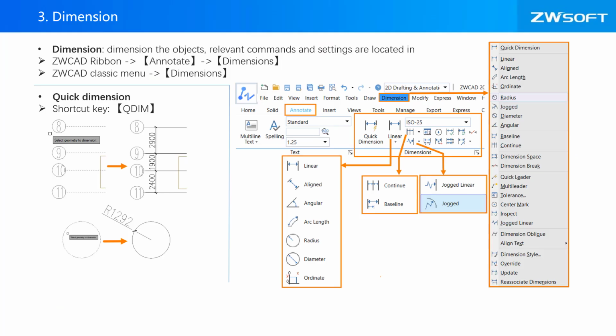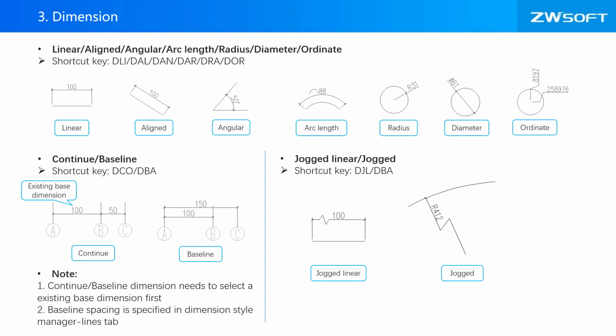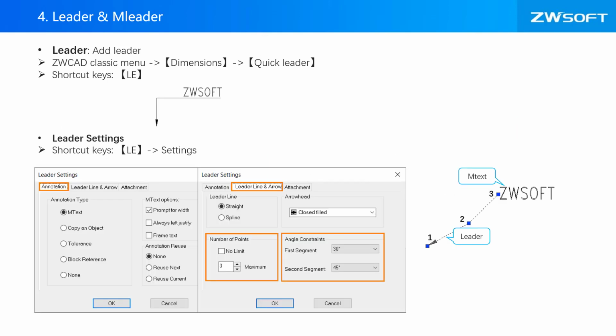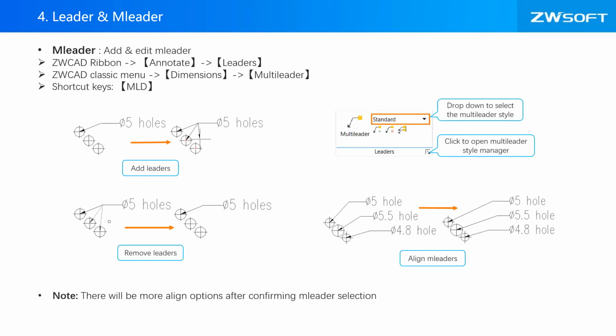There are different dimension tools in ZWCAD, so you can measure or dimension the objects. For basic dimension, there are linear dimension, aligned dimension, angular dimension, etc. And there is continue baseline dimension, as well as track dimension. You can add leader in ZWCAD. Leaders can be modified through leader settings. There is mLeader as well, so we can annotate multiple entities with mLeader.